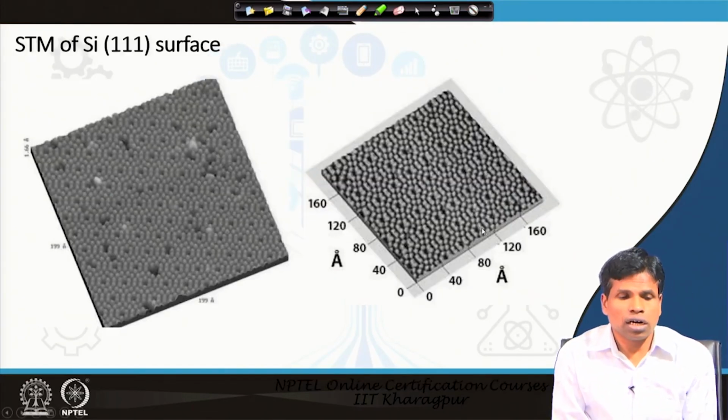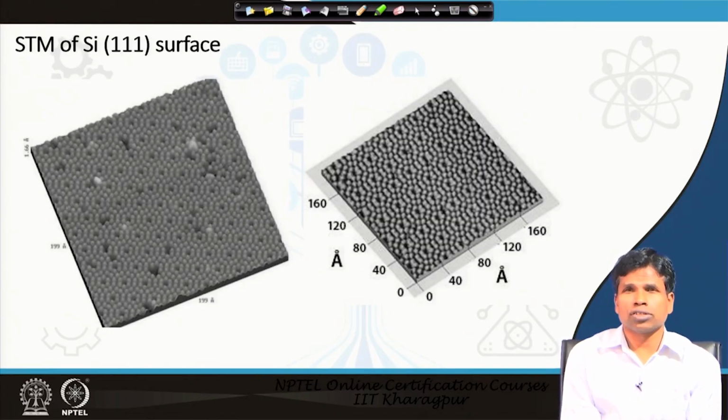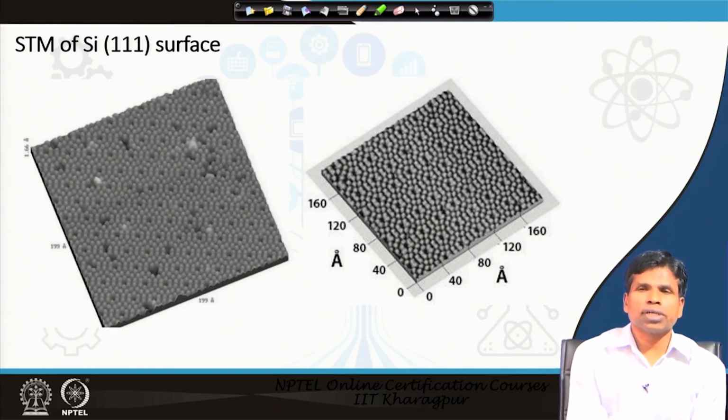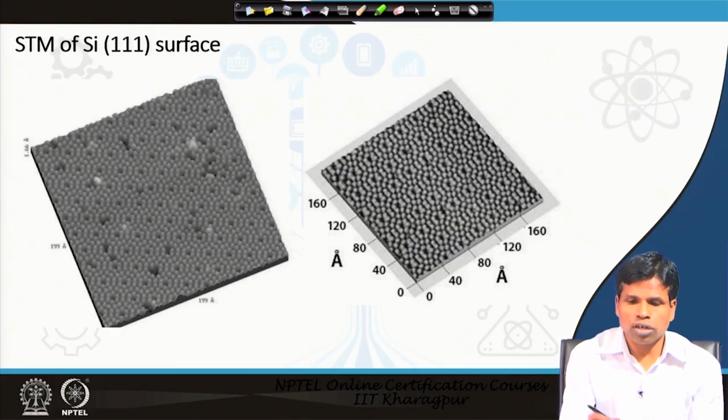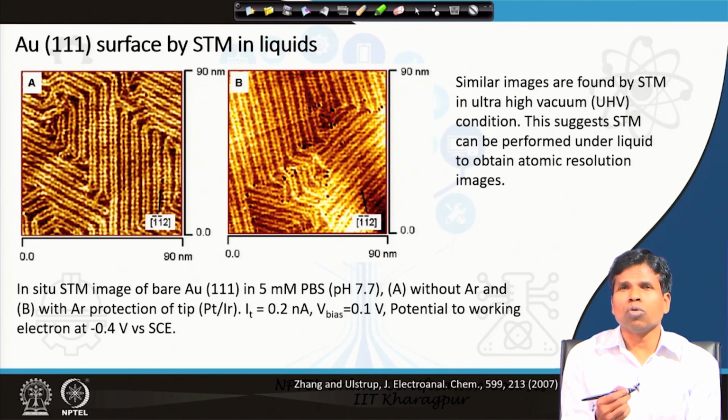This is a 1-1-1 surface of silicon, showing how the atoms are arranged on the silicon surface. You can clearly see the atomic arrangements using the scanning tunneling microscope. One advantage of the scanning tunneling microscope is that you can do it in any atmosphere, under air, or under liquids.